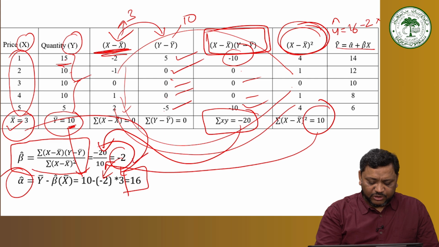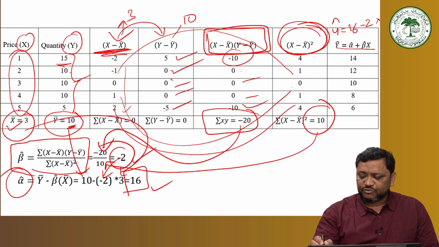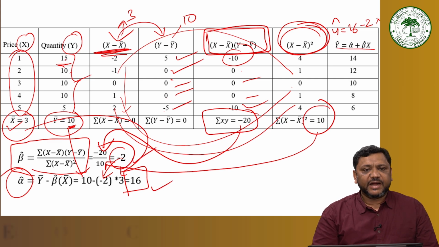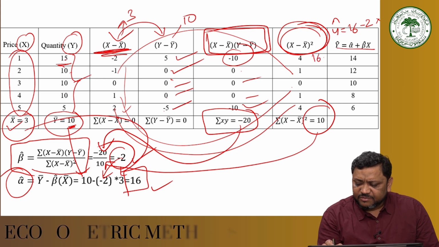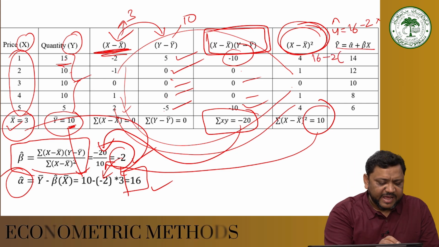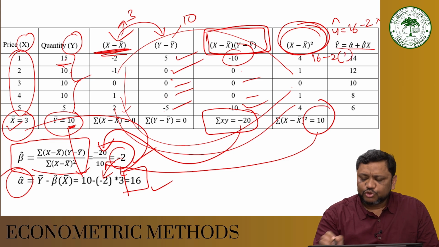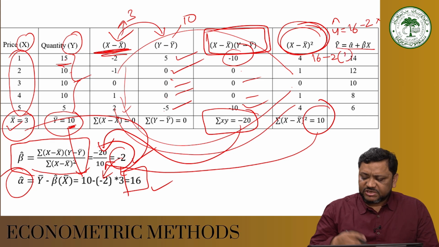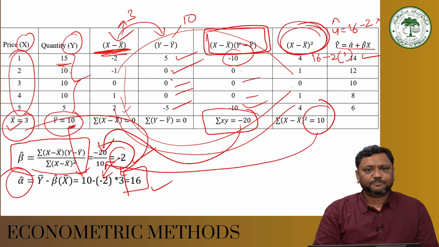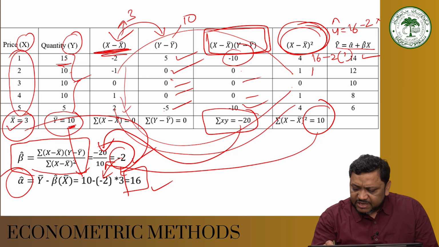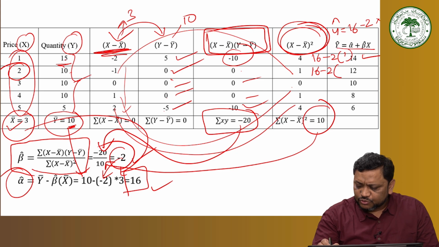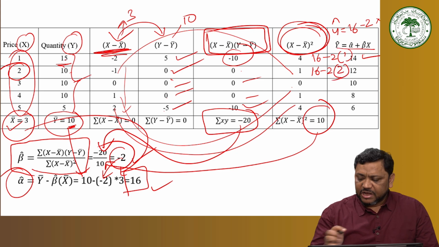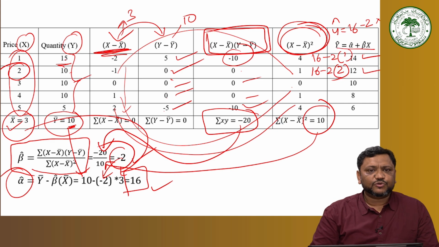So we have done the calculation of beta hat and alpha hat. Now we do the calculation of y hat. In the first case, it is 16 minus 2 multiplied by x equal to 1. So 2 multiplied by 1 is 2, and 16 minus 2 is equal to 14. Next it is 16 minus 2 multiplied by the value of x, which is 2. So 2 into 2 is 4, and 16 minus 4 is equal to 12.